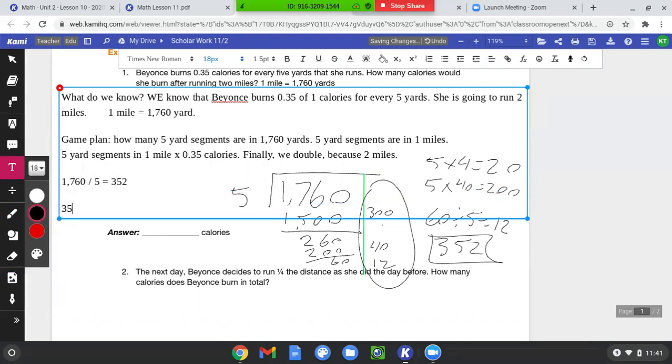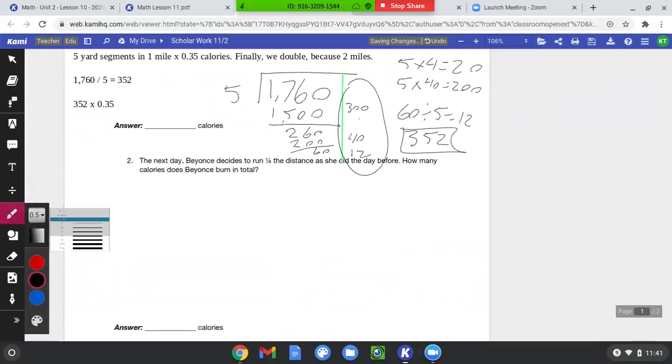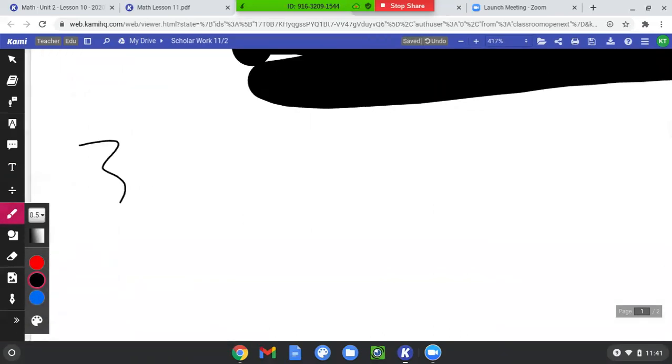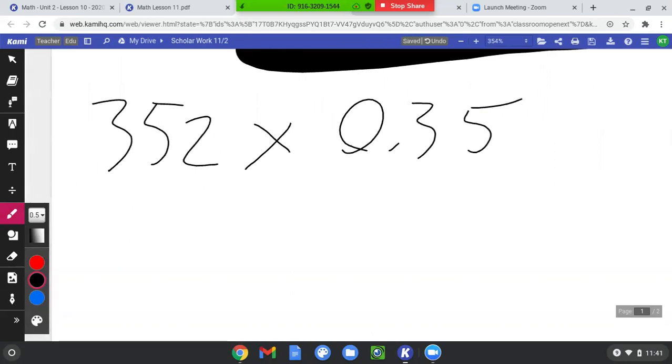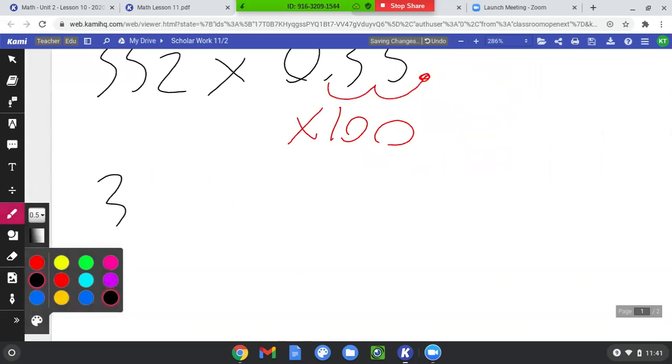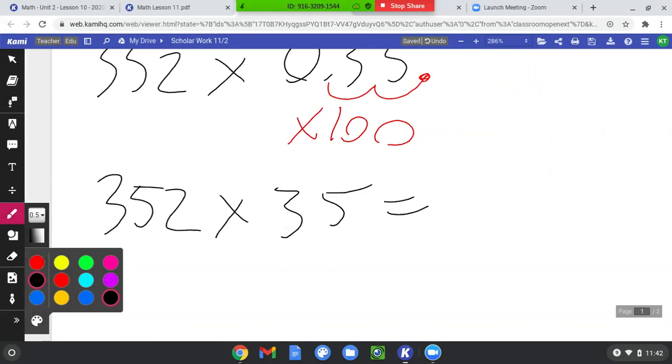352. Now what I need to do is multiply 352 times 35 hundredths. First let me black out this second question because we're not going to do it. We are focusing on one. Okay. And I'm going to show my work down here. So we are multiplying 352 times 35 hundredths. I need to get 35 hundredths to a friendly place value. I want to make it 35. So that's multiplied by 100. Now I am doing 352 times 35. Use standard algorithm. Use an array. Do what you got to do, but show your work.